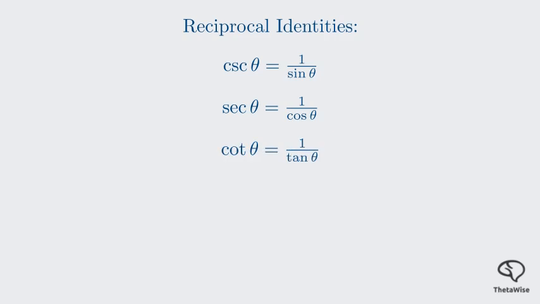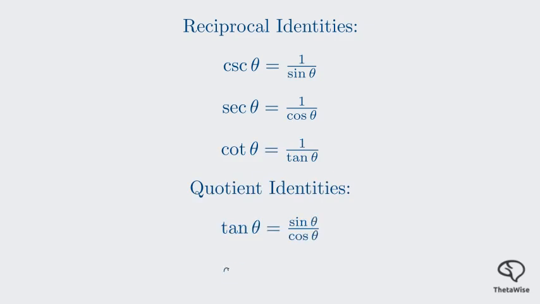Then we moved to quotient identities, which show the relationship between tangent, cotangent, sine, and cosine. We saw that tan theta equals sine over cosine, and cot theta equals cosine over sine. And finally, the most powerful of them all, the Pythagorean identities.